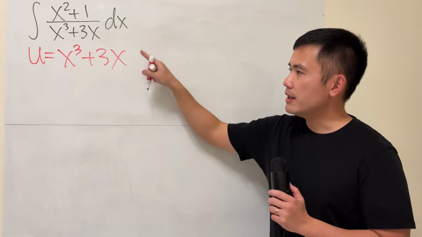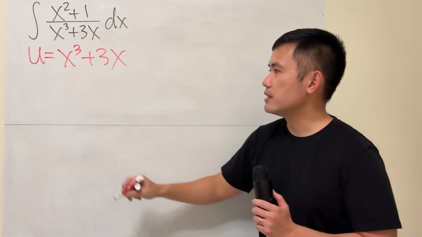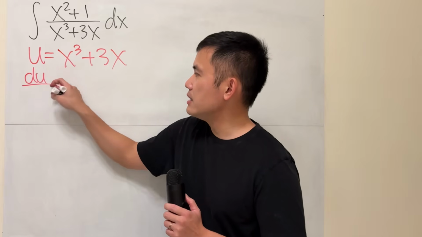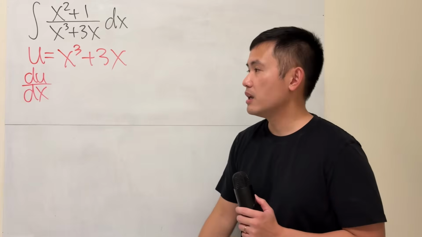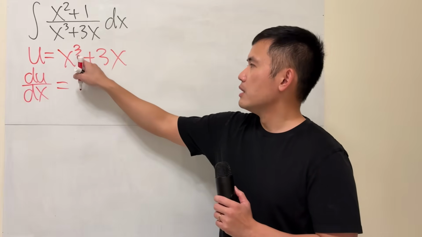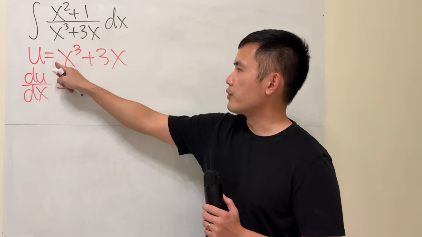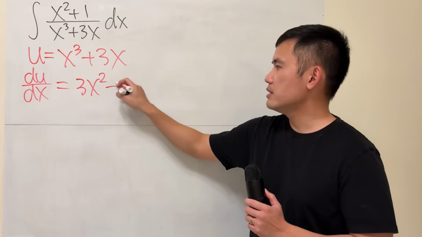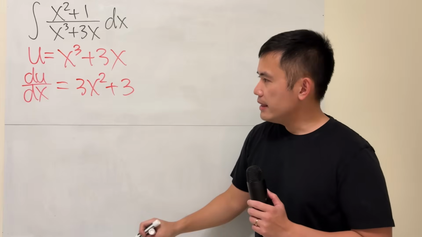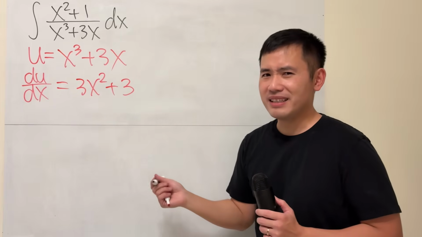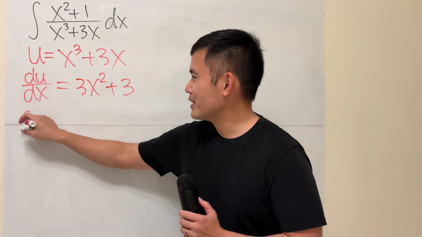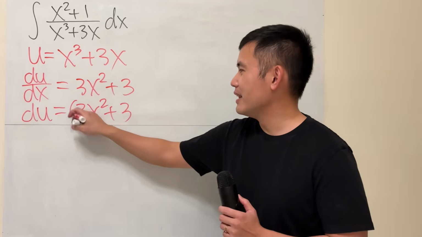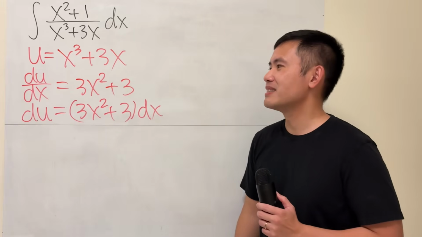Now, the next step is we'll differentiate this. If you differentiate this with respect to x, on the left-hand side is technically du over dx. And then just do the usual derivative. Use the power rule, bring the 3 to the front, and then minus 1. We get 3x squared. And then the derivative of this is just 3. And then you can just go ahead and multiply the dx to both sides. You get du being 3x squared plus 3, and then multiply with dx.